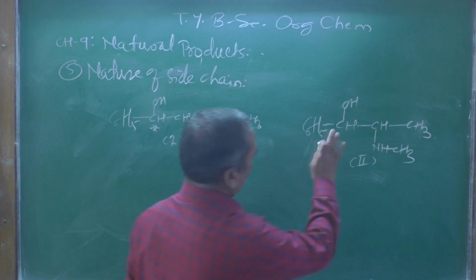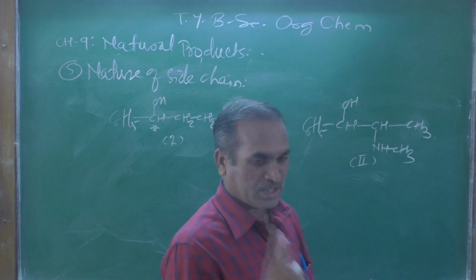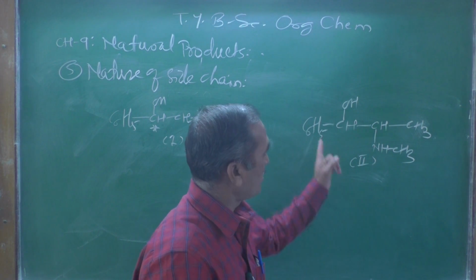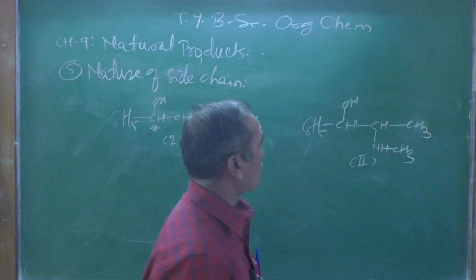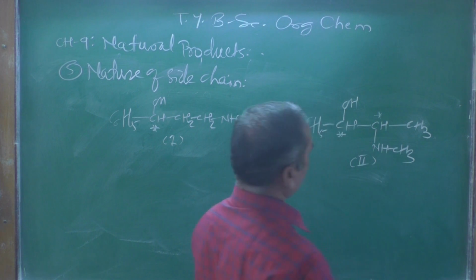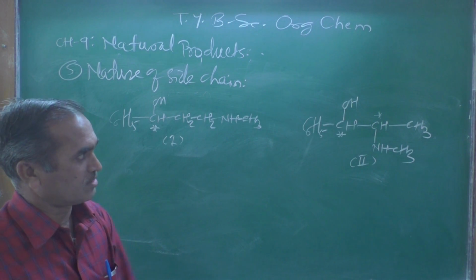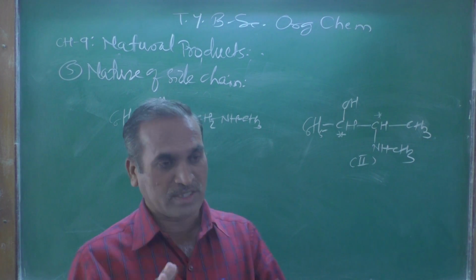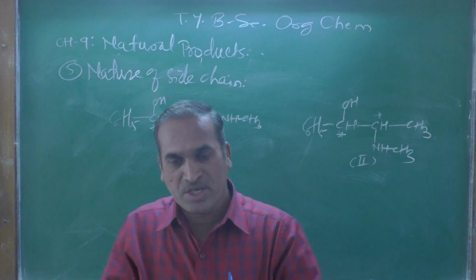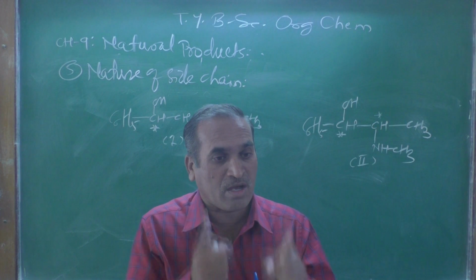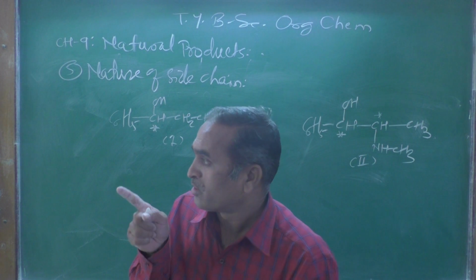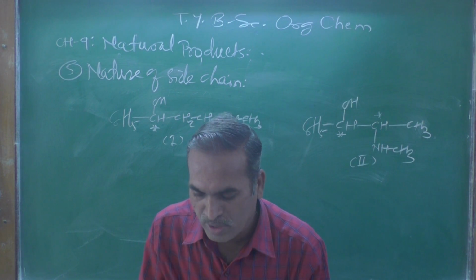Now if you observe structure number second, can you tell me how many chiral centers are present here? Here there are 2 chiral centers. Look here, this is 1 chiral center. This one is again a second chiral center. These are the 2 possible structures for ephedrine. Out of these structures, which will be the correct structure for ephedrine, that we are trying to find out.